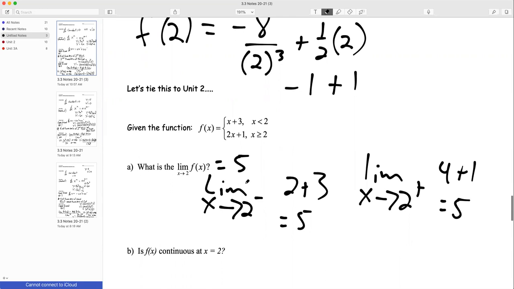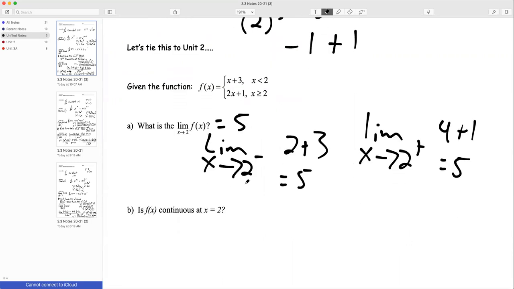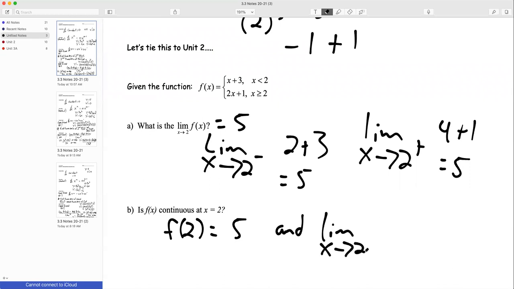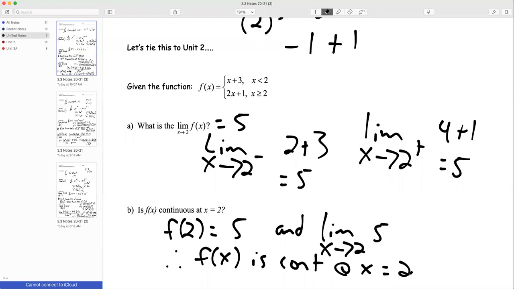Is it continuous at 2? My little continuity test. What is f of 2? How do you know? I'm going to plug 2 in where it's defined here on the bottom. That's where it's equal. Okay, so f of 2 is 5. And the limit as x approaches 2 is also 5. Therefore, f of x is continuous at x equals 2 because the value of the point is 5 and the value of the limit is also 5. Therefore, it's continuous.